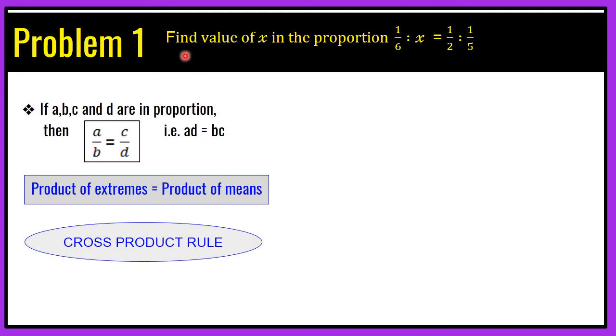Let's start with this problem. Find value of x in the proportion 1 by x is to x, 1 by 6 is to x equal to 1 by 2 is to 1 by 5.